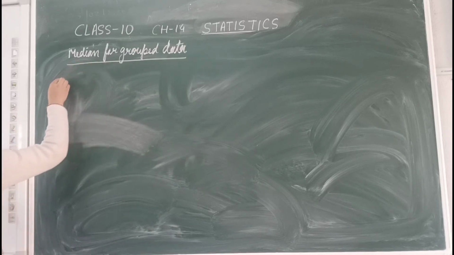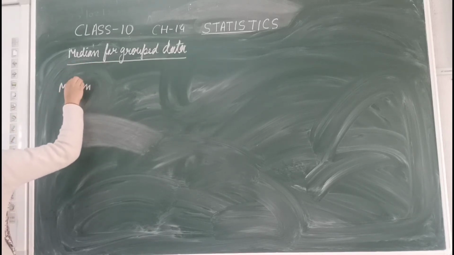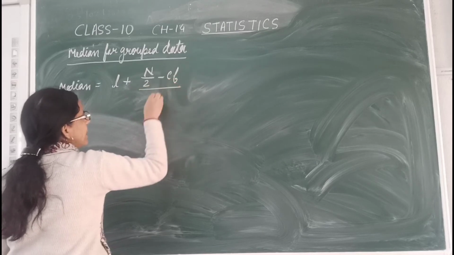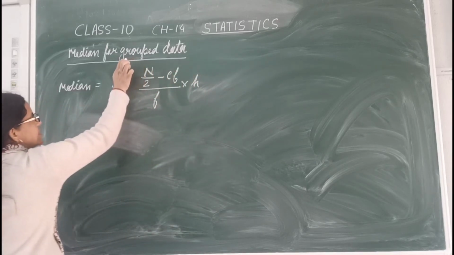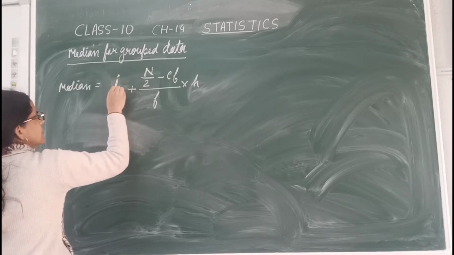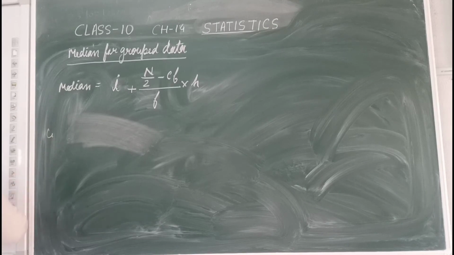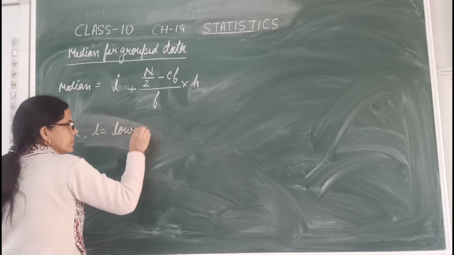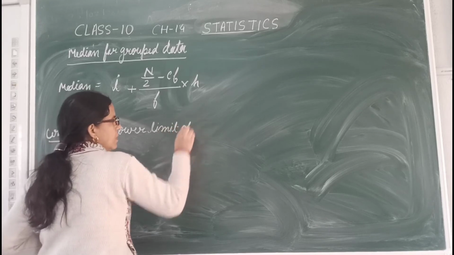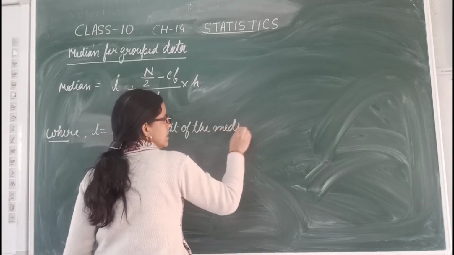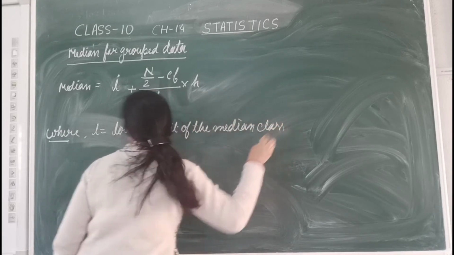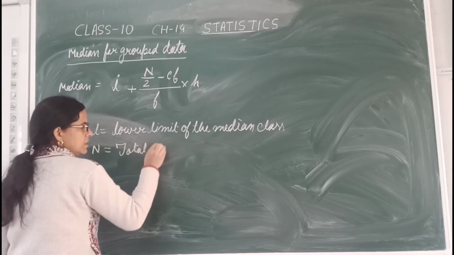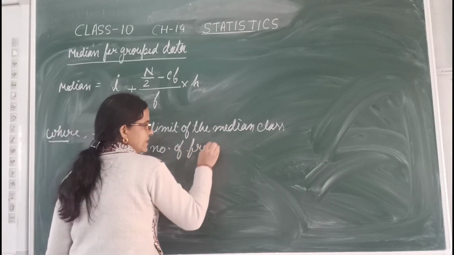Median for grouped data. Median equals L plus (n by 2 minus CF) by F into H, where L equals the lower limit of the median class, n equals the total number of frequencies.